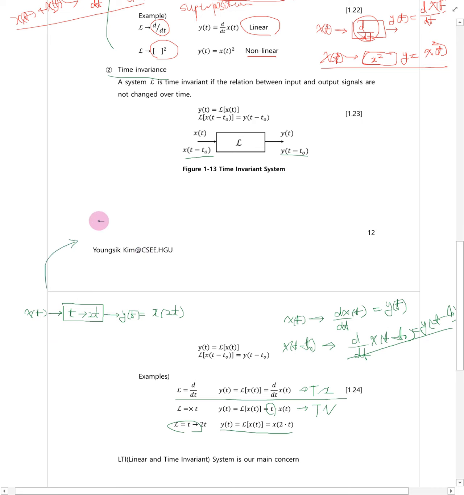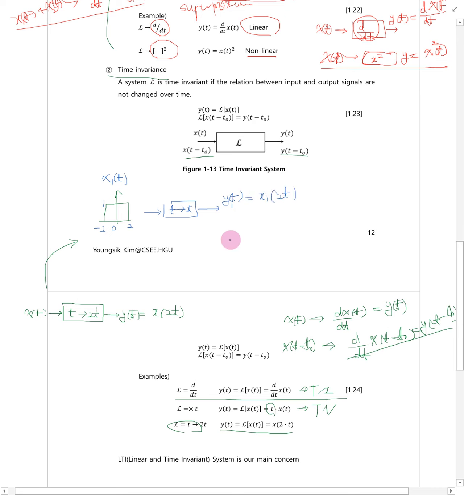Let's try applying a signal like this one. This is t equals 0. Let x1(t) be this one. This is 0 and 2, and this one is minus 2, and the height is 1. This is applied to the system, and t is replaced by 2t. Then the output, let this one be y1(t), will give x1(2t).